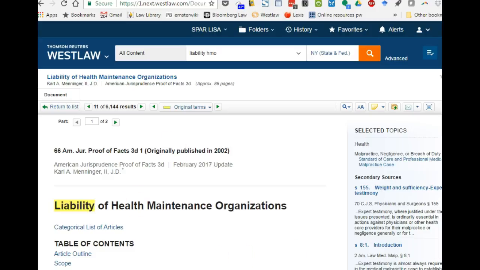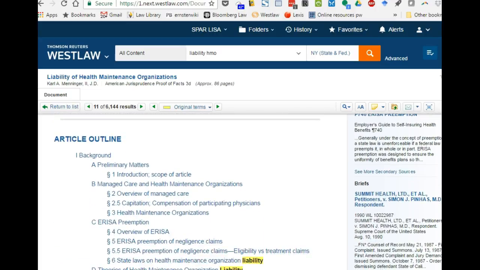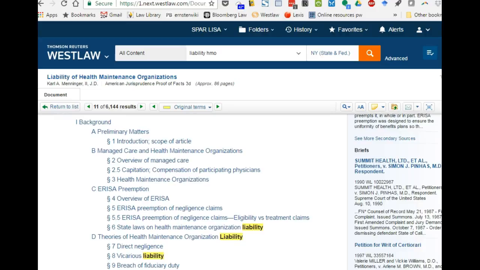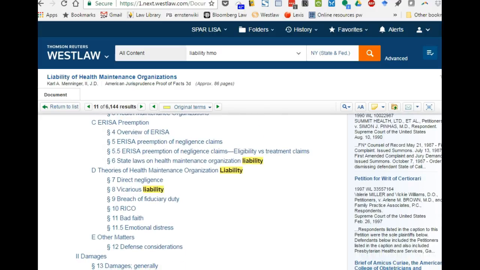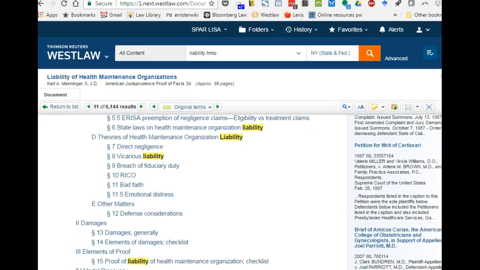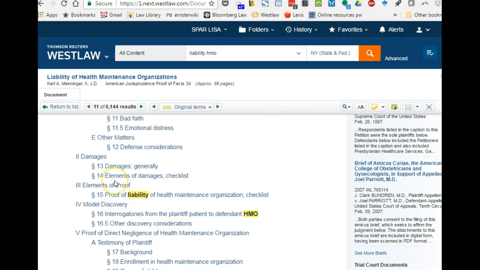So in Proof of Facts, in addition to all that great stuff that a secondary source does, it will also give us practice tips. So it gives us the theories, and we had talked about this when we talked about secondary sources. So it actually gives us some ideas for how we might represent our clients, theories for health maintenance organization liability. It talks about damages. What kind of damages might we want to talk about? It talks about elements of proof. Again, getting far more specific from a practice-oriented perspective. If we're bringing this to court, what are the elements of proof?